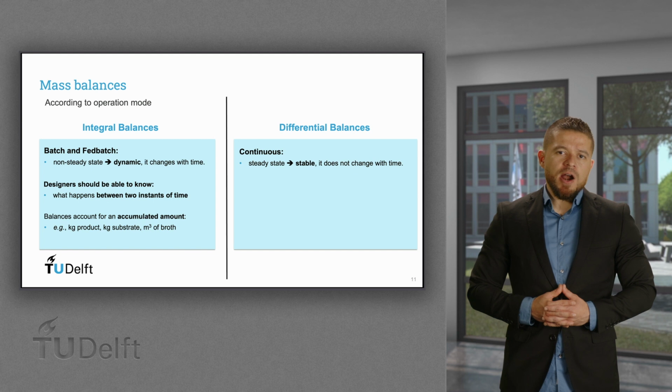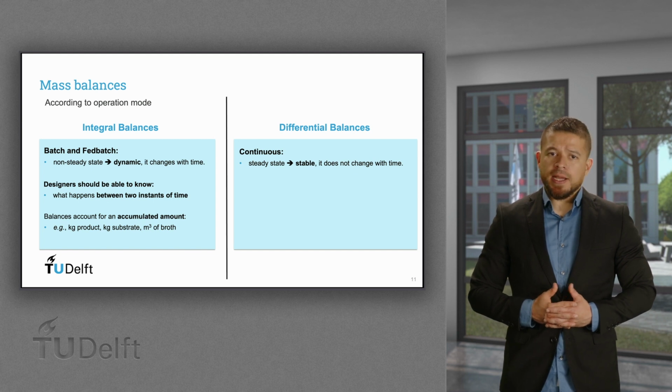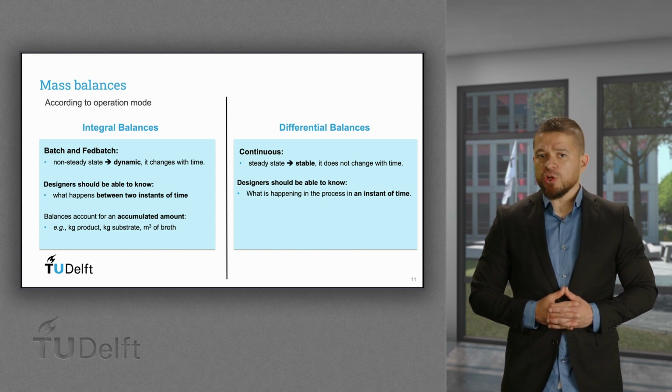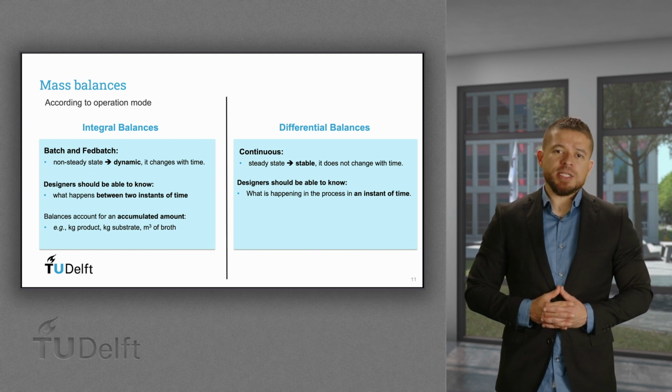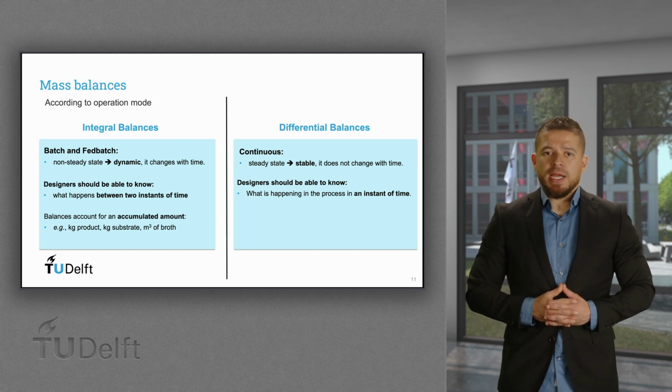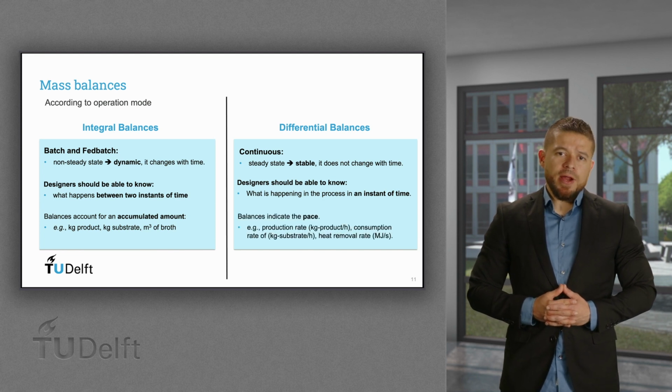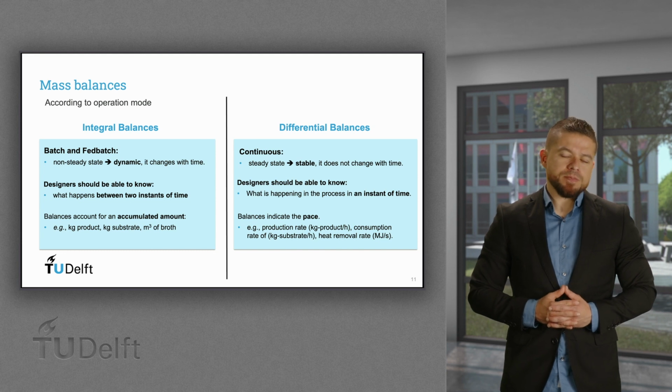Differential balances are for the steady state system, like the chemostat. In this case, designers should know what is happening in the process in an instant of time. For example, how much product is being produced now, or how much substrate is being consumed, or how much heat should be supplied or removed in a continuous manner. These balances indicate the rate of changes occurring in the process in an instant of time.